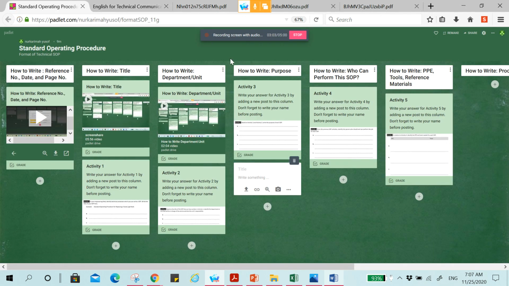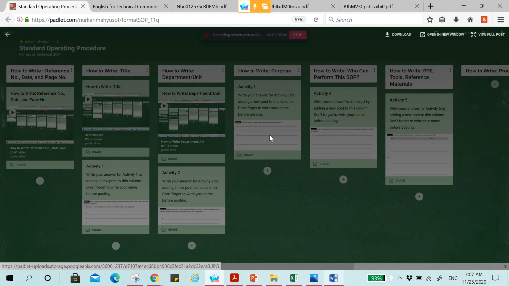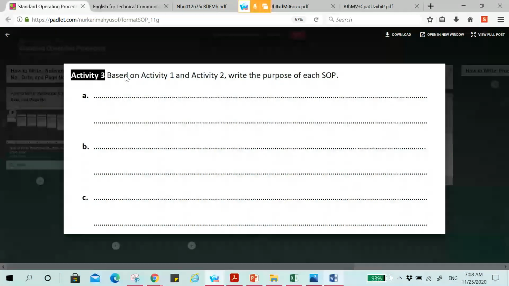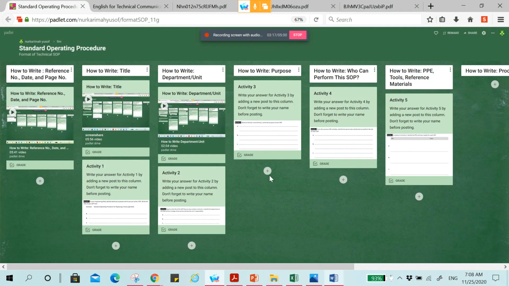So please do activity 3, in which you have to write the purpose of each SOP based on your previous activity 1 and activity 2. So as usual, please add post to this column here.